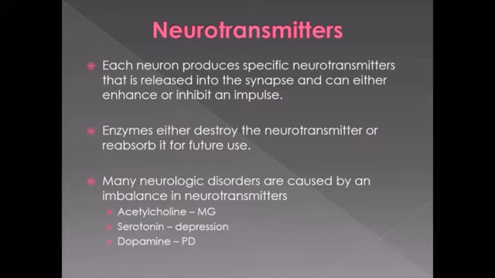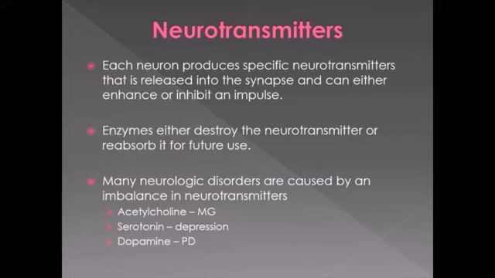Speaking of neurotransmitters, each neuron produces specific neurotransmitters that are released into the synapse, and they can either enhance or inhibit an impulse. Okay? There are enzymes that will destroy the neurotransmitters because you don't want to keep them there forever, so we need to have a way of kind of resetting it. Or the enzyme can reabsorb it for future use. Okay, but it's all about a balance.